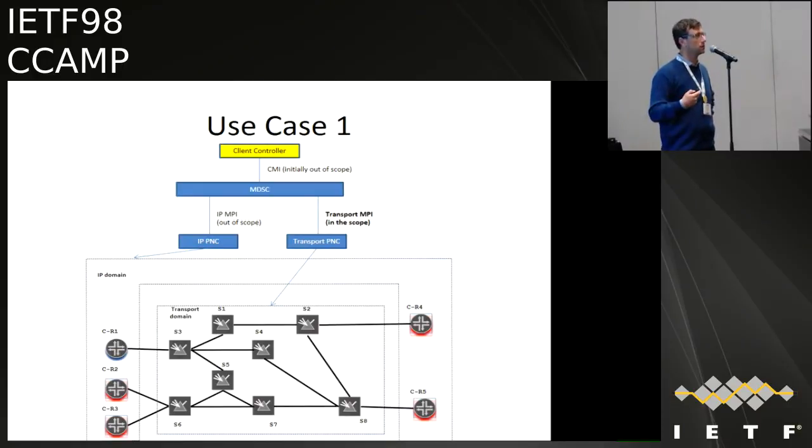We derived the use cases. Okay, not the requirements. So there's a requirements document for the transport MPI. Yeah, it would be really interesting to see if your use cases are identifying any requirements that are not satisfied in that document. That would be really helpful.